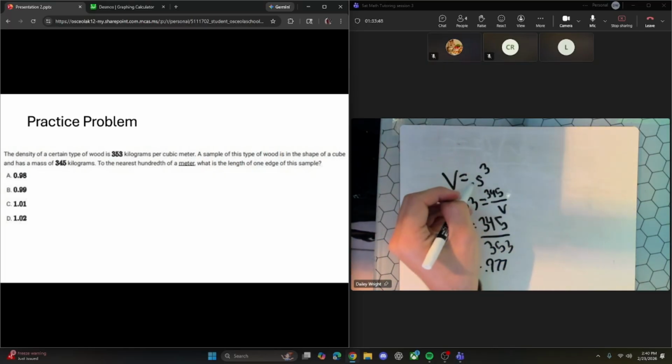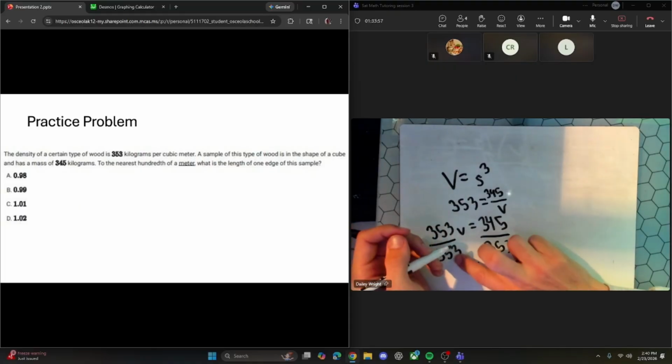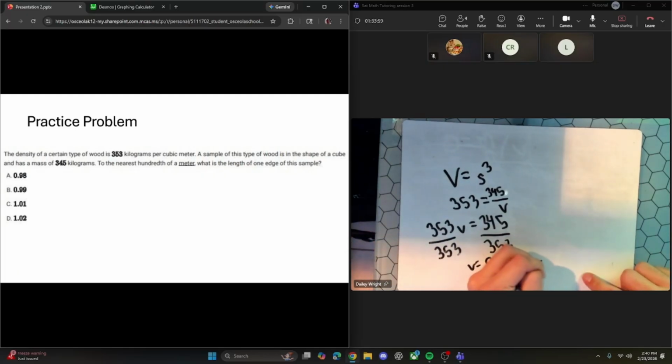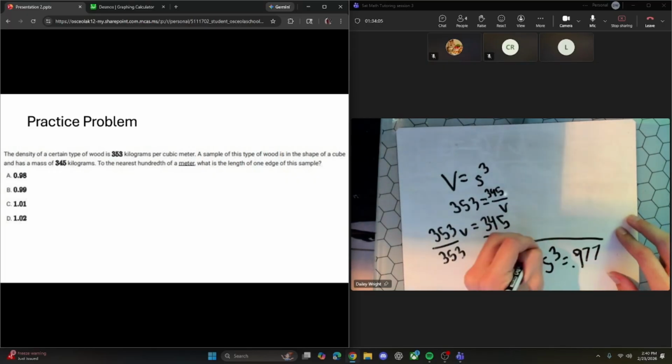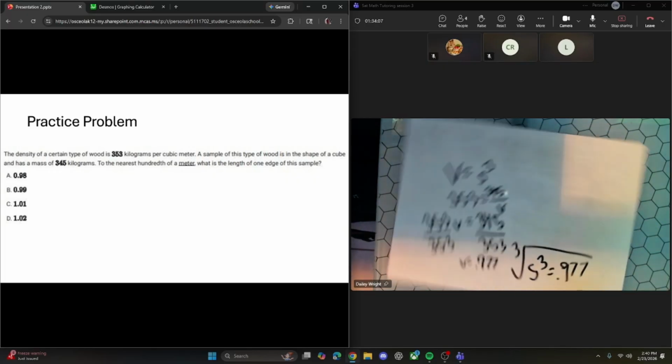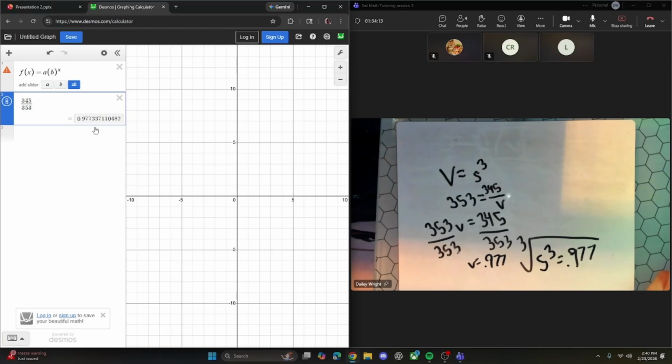You're looking for side length cubed, because you want what one edge length of the sample is. So plug in s cubed for v. So your s cubed is equal to 0.977. And if you want just s, then you would have to take the cube root of the whole thing. So to find a side length, you would take the cube root of this.